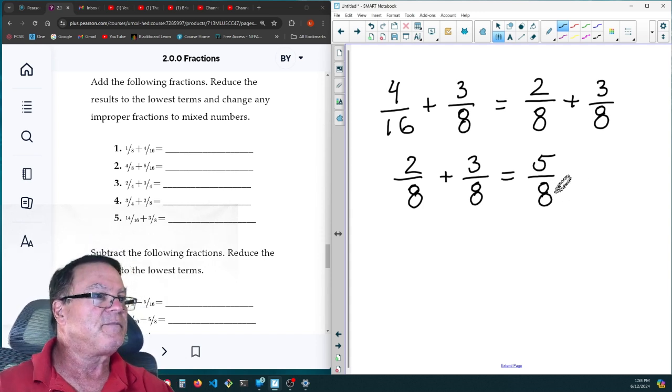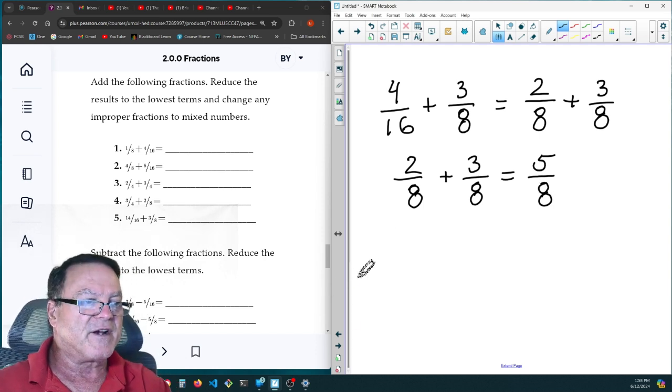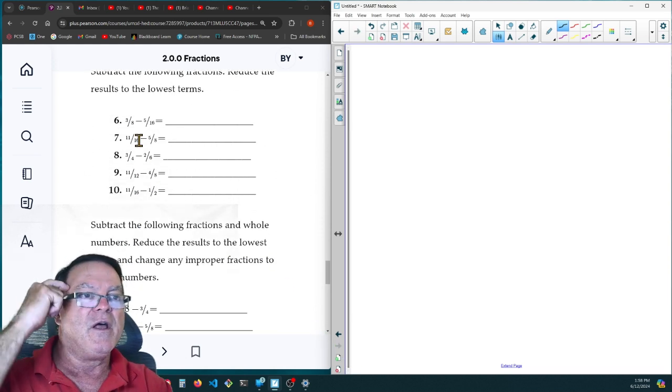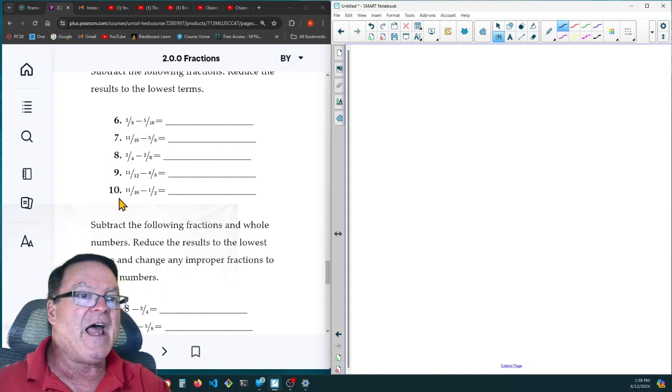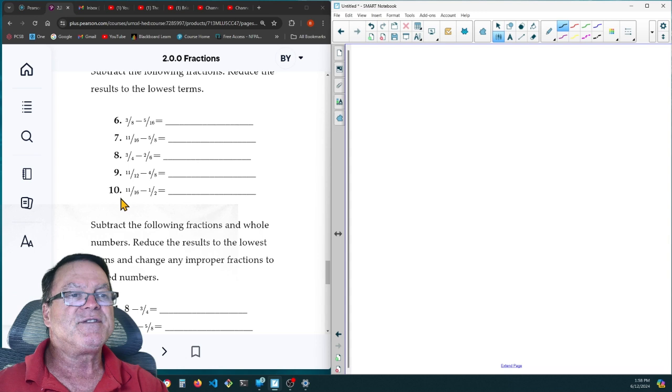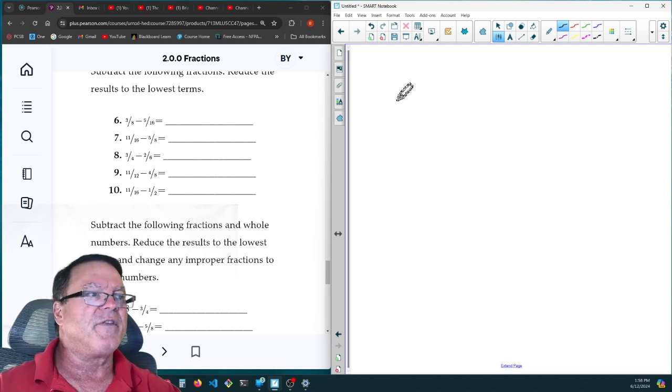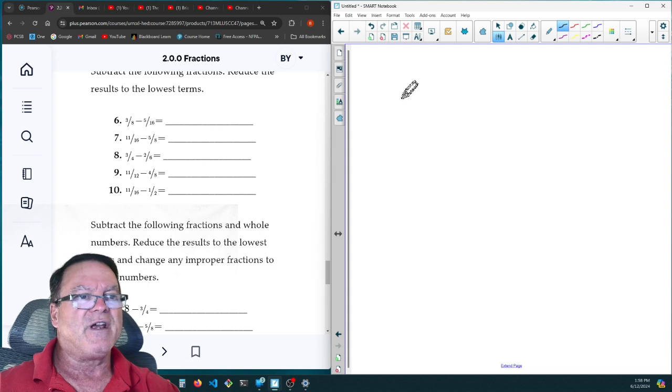It's 5/8. Very good. Now they want us to subtract some fractions. So let's practice subtracting these fractions. 3/8 minus 5/16. And the thing about subtracting fractions is hopefully the first fraction is larger than the second fraction. If the first fraction were smaller, you'd end up with a negative number. I don't think they want us to do that just yet.